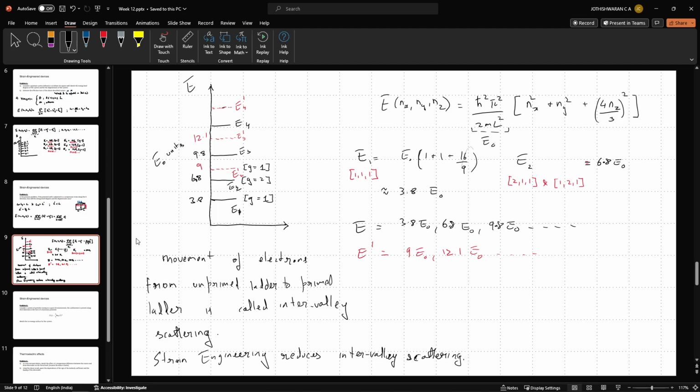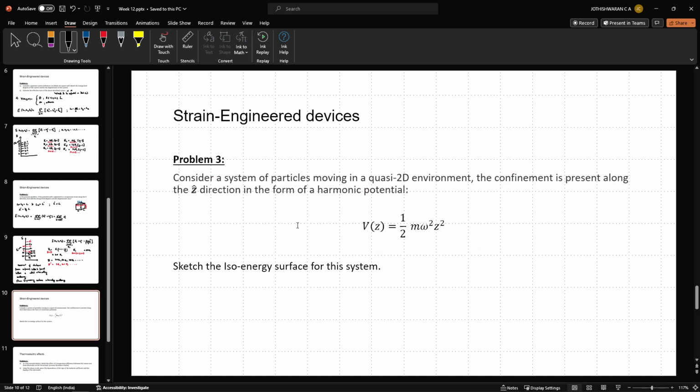So, yeah, this brings us to the end of problem number 2, and we have seen the notion of the emergence of subbands, and we have also explained where and how the effect of strain is introduced into the system from an energy perspective, like energy level, energy distribution perspective. So now we shall look at the other topic, the notion of isoenergy surfaces.